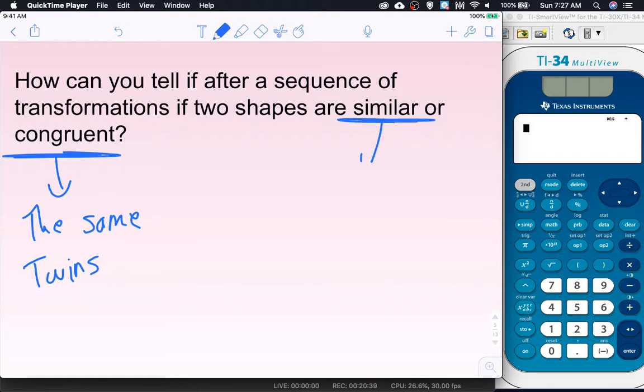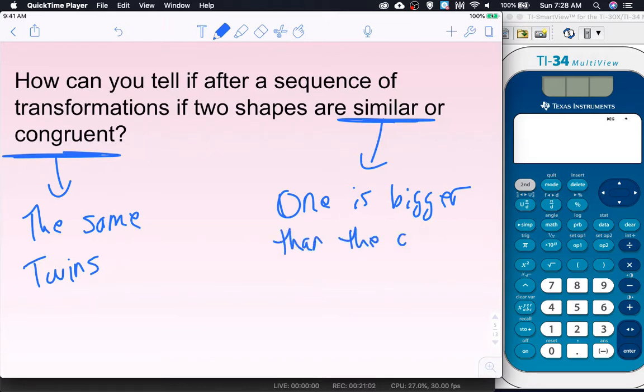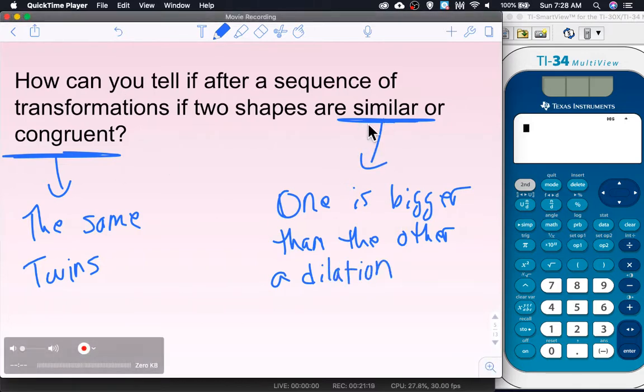They should be similar if they're the same shape but a different size. So if one is just proportionally larger than the other, one is bigger than the other, that's when they're similar. And that came through a dilation. Dilation is the only thing that makes similar figures.